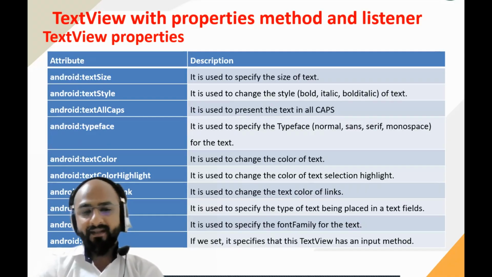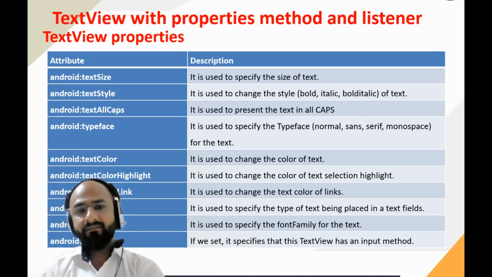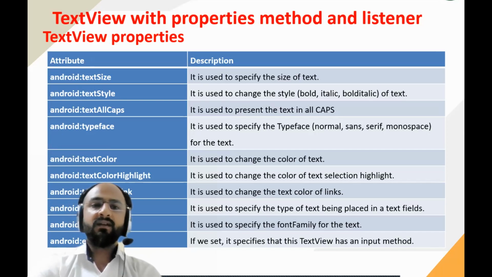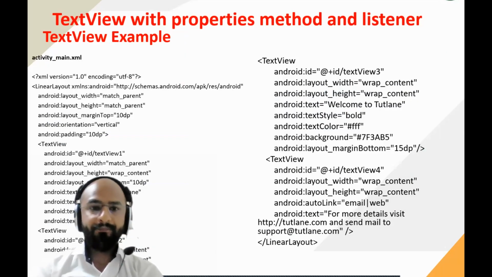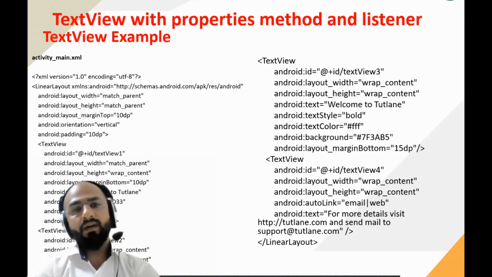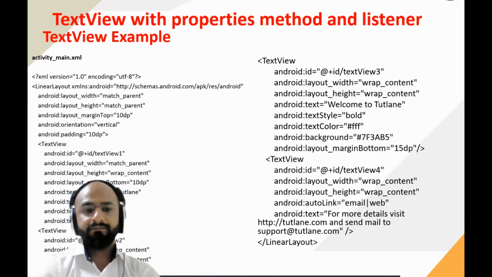So these are the properties that we have discussed over here. There are many more than this, but here I have explained some important properties to you. This is, you can say, an example of text view. Here I have taken 4 text views.